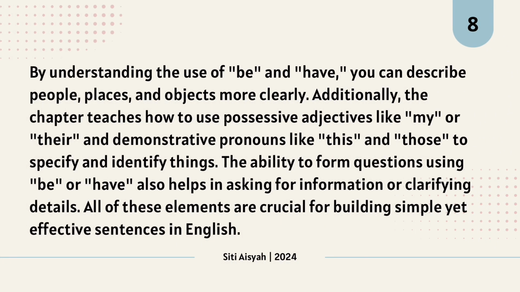By understanding the use of be and have, you can describe people, places, and objects more clearly. Additionally, the chapter teaches how to use possessive adjectives like my or their and demonstrative pronouns like this and those to specify and identify things. The ability to form questions using be or have also helps in asking for information or clarifying details.